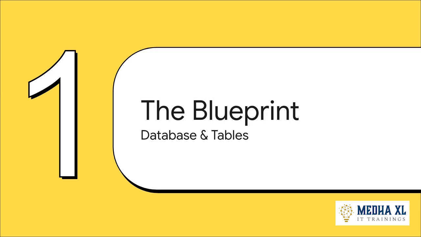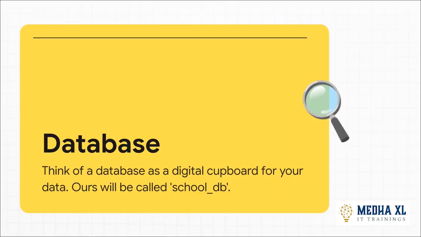All right, first things first. Before we even think about writing a single line of code, we need a blueprint, right? Every solid structure starts with a good plan, and for our database, that plan means figuring out our core components. So let's start with the biggest piece of the puzzle, the database itself. The easiest way to think about it is like a big digital cupboard where we're going to store all our related data. For this project, we're just going to call our cupboard school_DB.